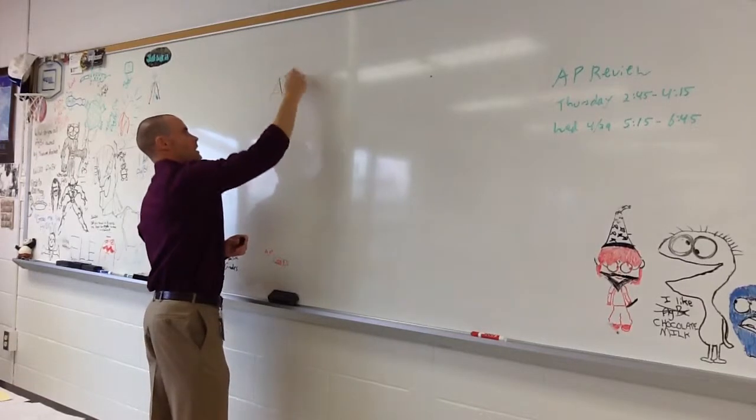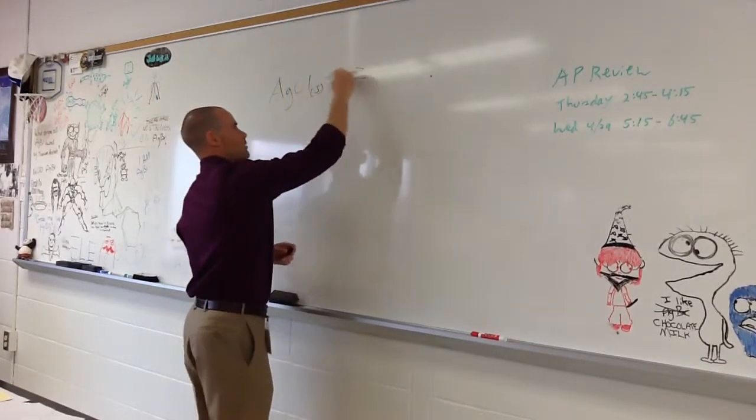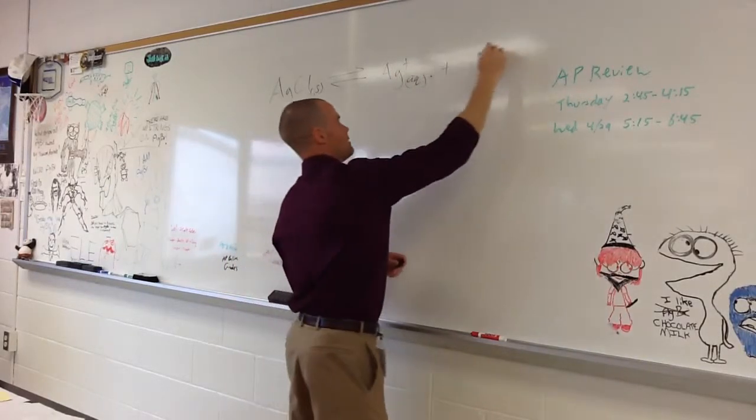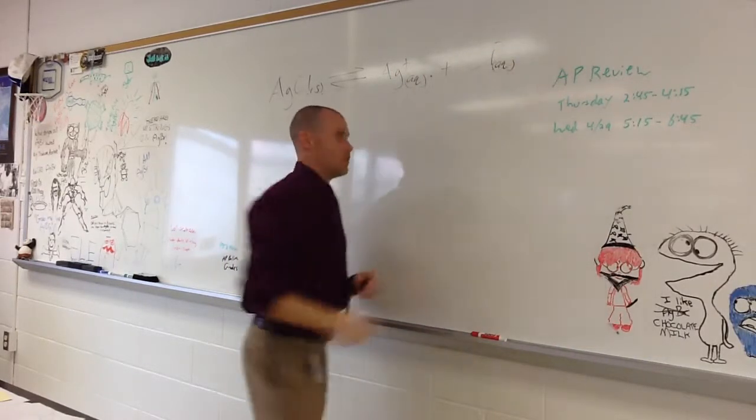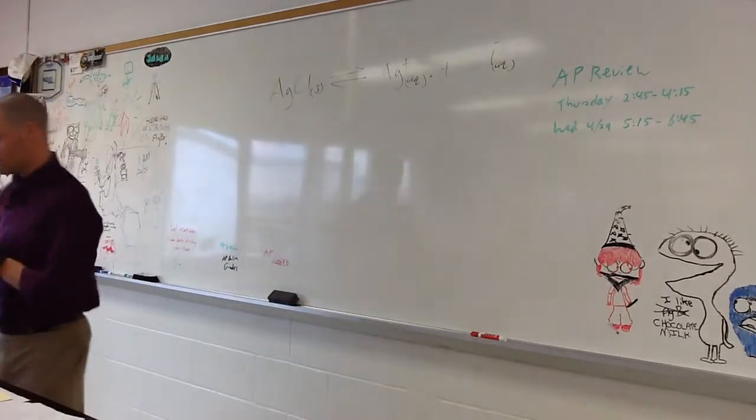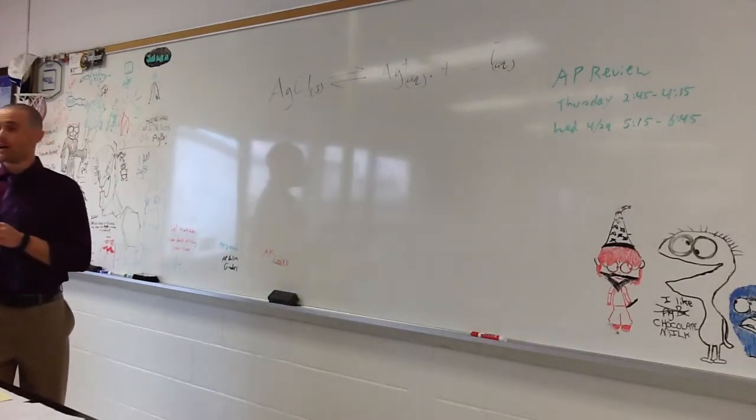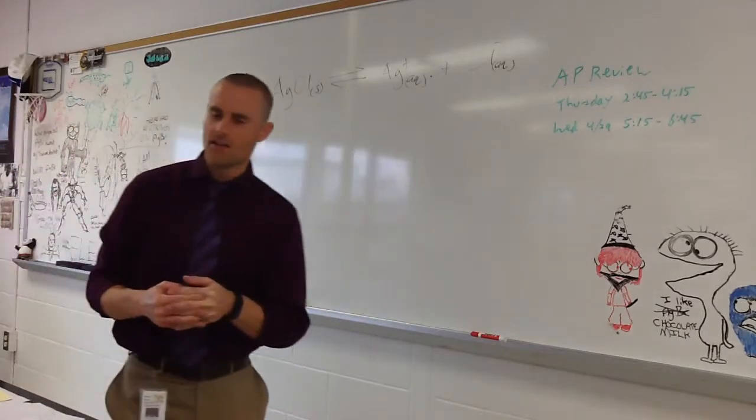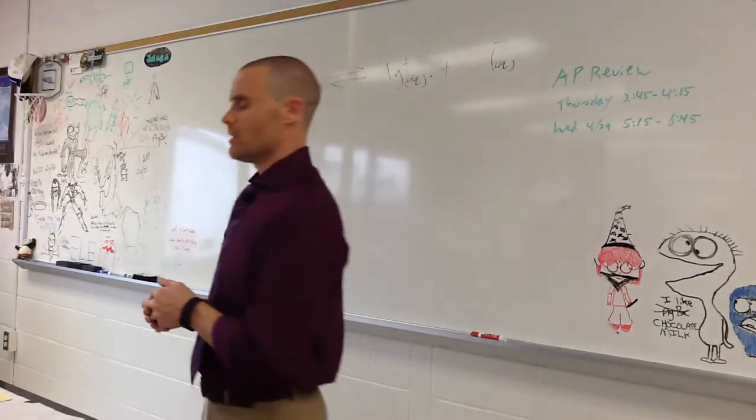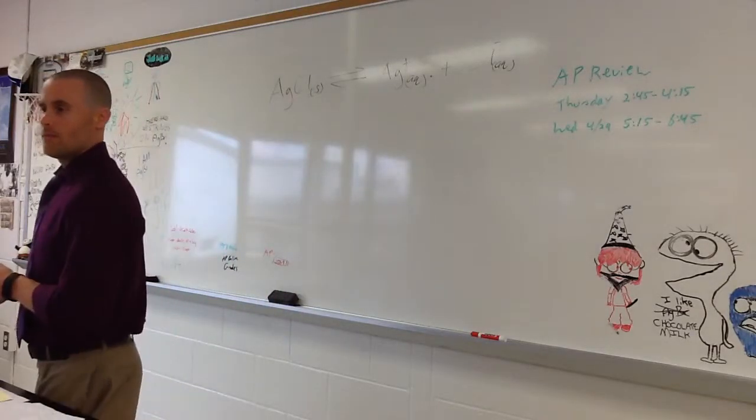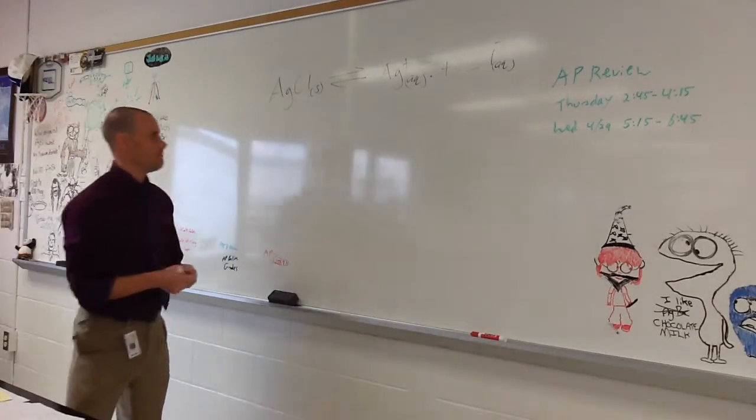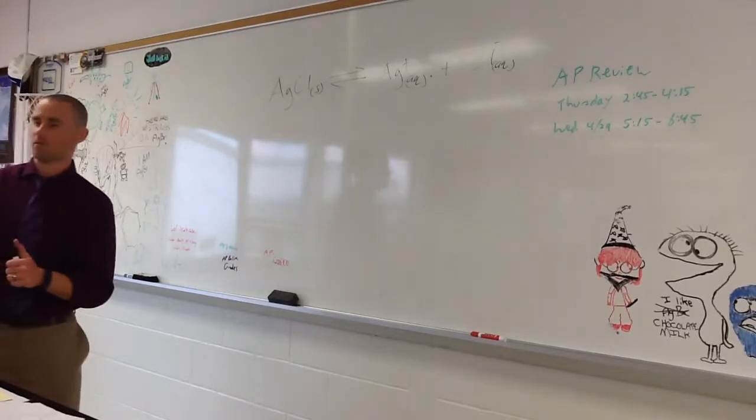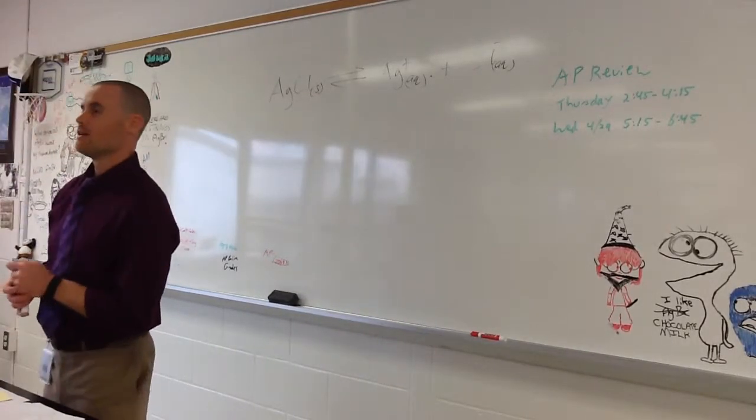AgCl solid is in equilibrium with Ag+ aq and Cl- aq. So this is where we left off with the common ion effect. Did we write a question? Okay. So I said if some AgNO3 solid is added to this solution, in what direction will equilibrium shift?